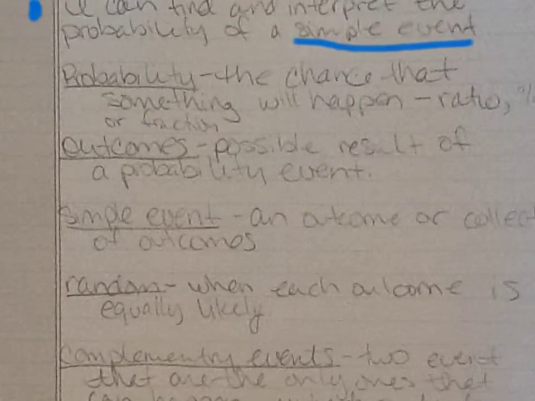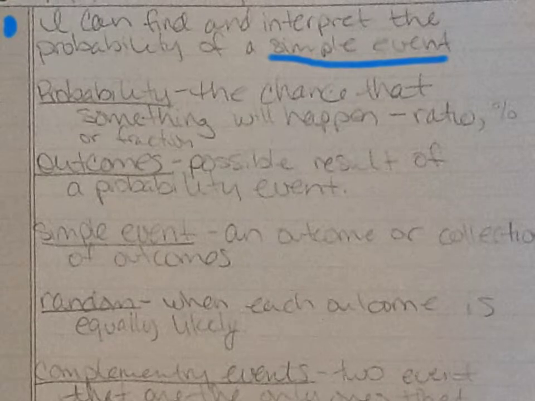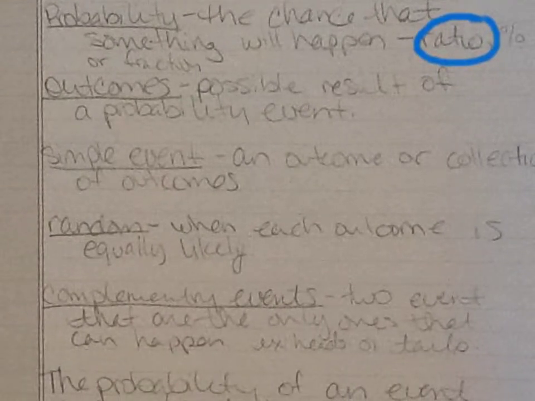The first word we want to define is probability. Probability is the chance that something will happen. And we show probability using a ratio. And as we remember from our unit on ratios, fractions, decimals, and percents are all ratios. Now, probability is measured by looking at different outcomes and comparing them to one another.